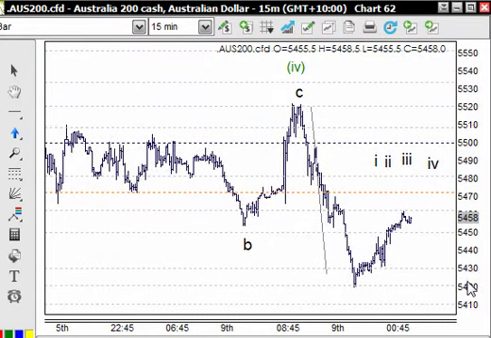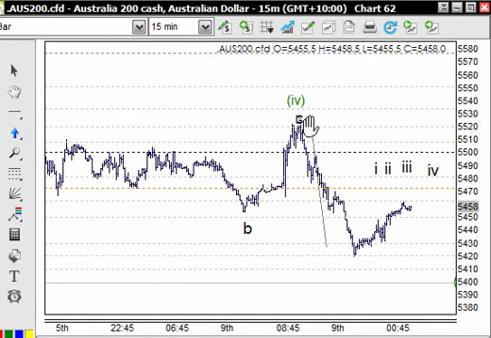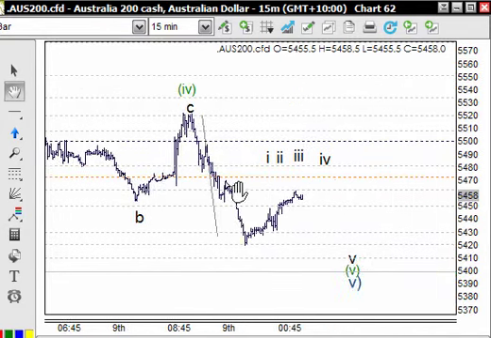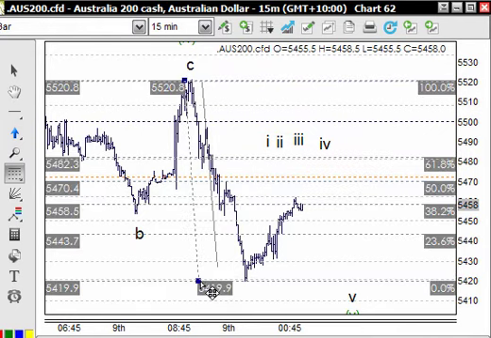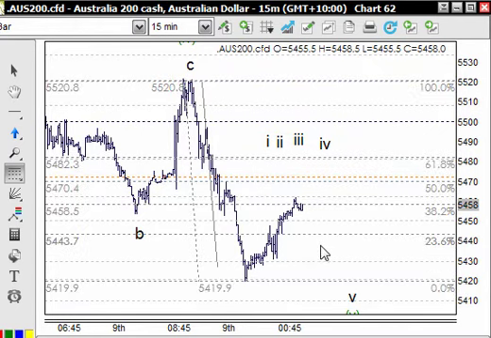Just on the 15-minute chart here, it's possible to count 5 waves down through here, and we do have a bit of an impulse wave moving up here. However, if we just open this up a little bit and use this tool here, it could pull back up to this level here, 61.8. So basically group 2 in here, okay?